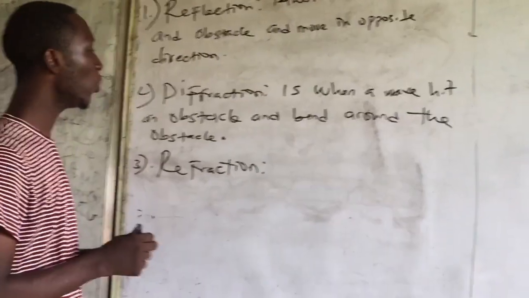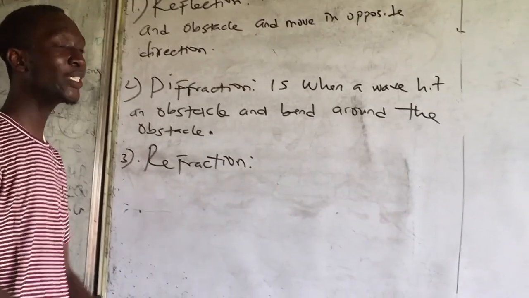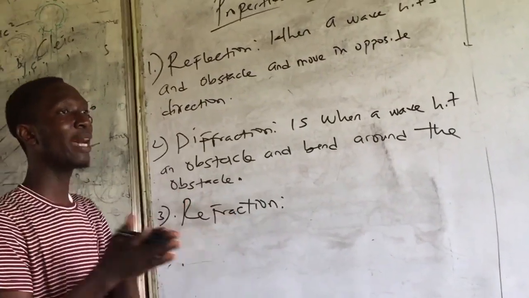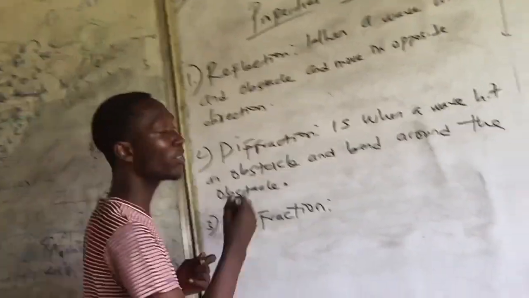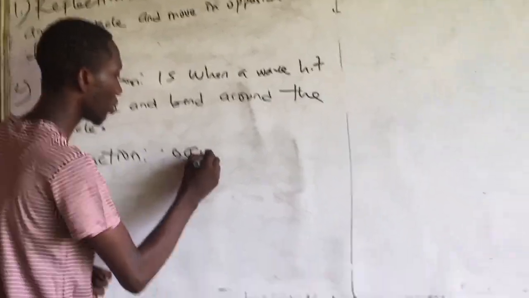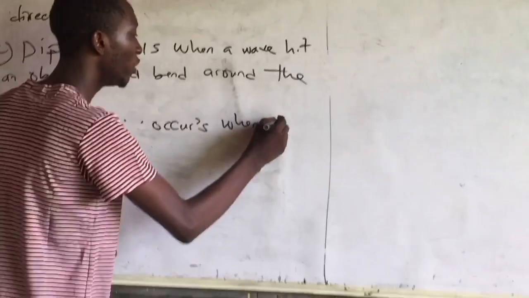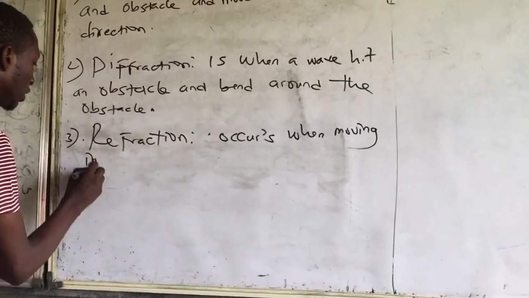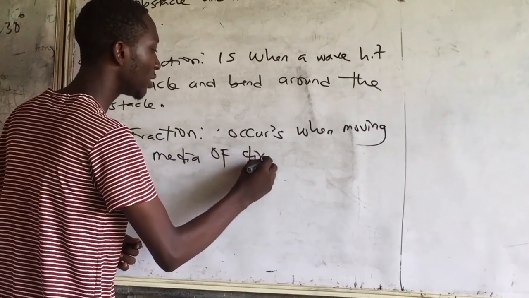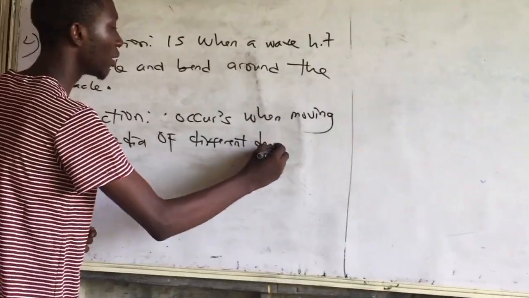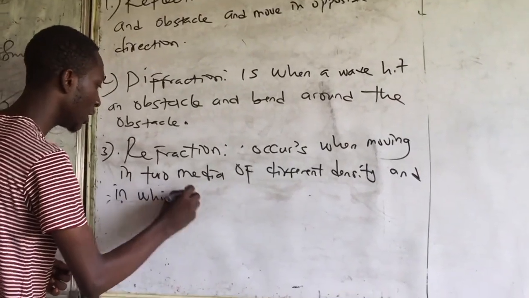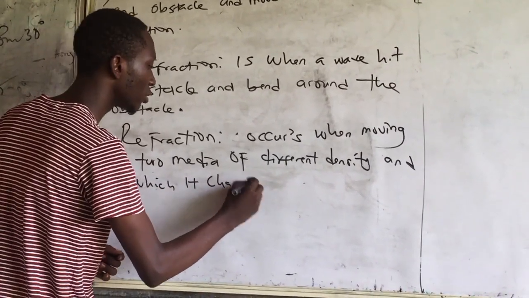Refraction is when a wave moves in two different media with different density, and then when moving from one medium to another medium, the direction will change. That's what refraction is. So refraction occurs when moving in two media of different density, in which it changes its direction.